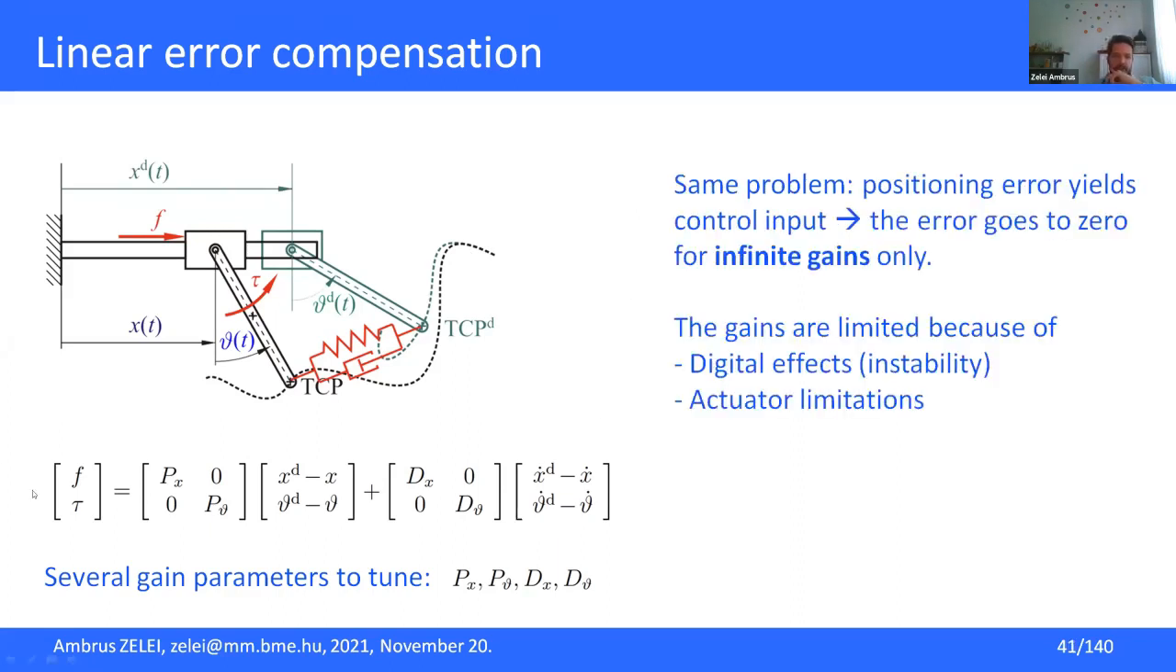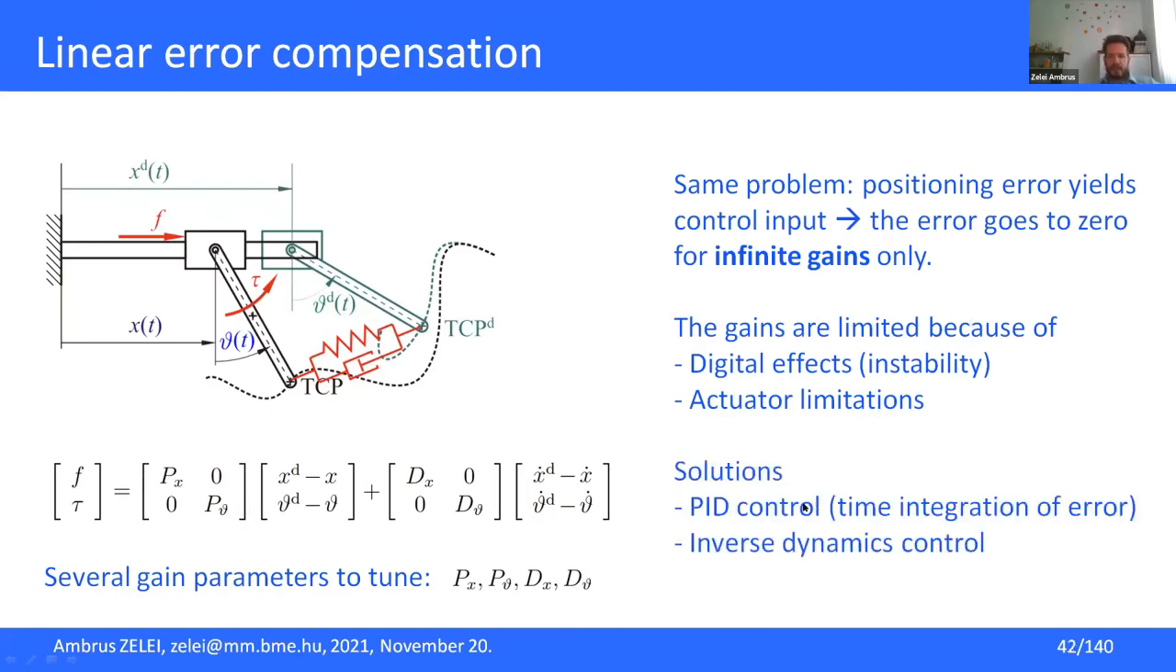But in case of this distributed control, there are some problems. So as we have seen before, the positioning error, depending on the situation, is usually not 0. So because of gravity, there is always positioning error. And because of the digital effects, we cannot choose infinitely large gains. And also, actuator limitations are the reason for not choosing infinitely large gains. So we have to do something else.